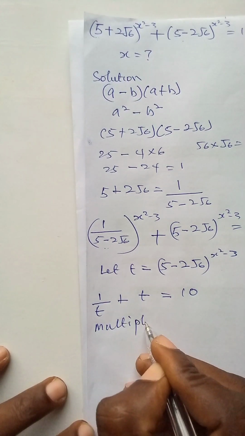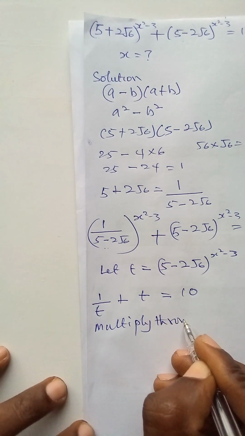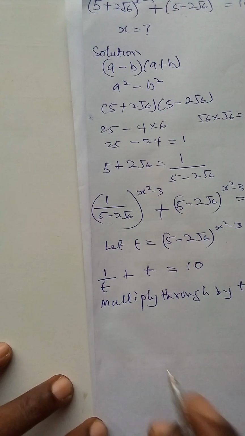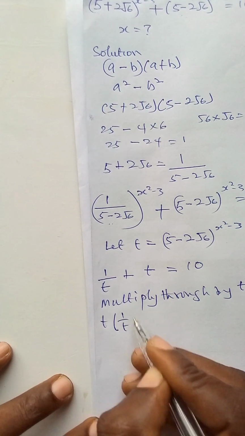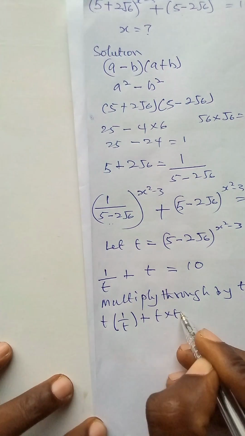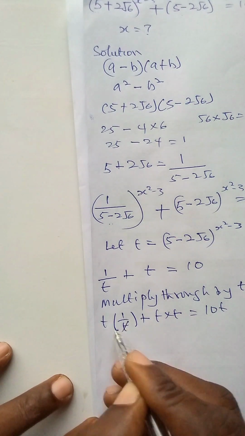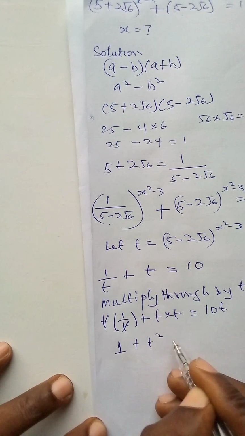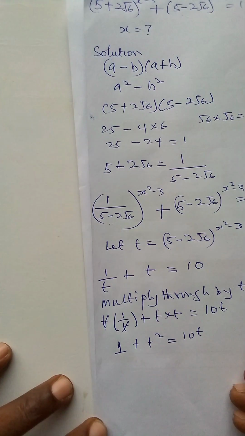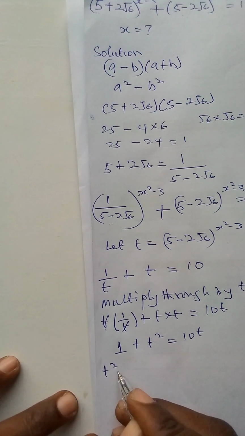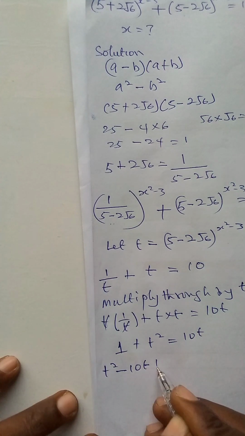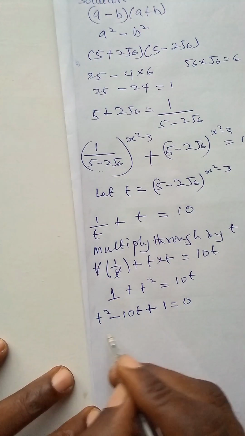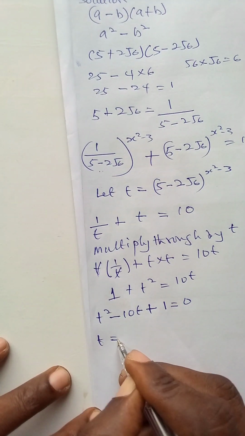Multiply through by t. So t multiplied by 1 over t plus t times t is equal to 10t. This times this, this will divide this, remaining 1. This times this is t squared, and we'll have 10t here. So I have a quadratic equation. Let me rearrange it. t² − 10t + 1 = 0. I cannot factorize this.